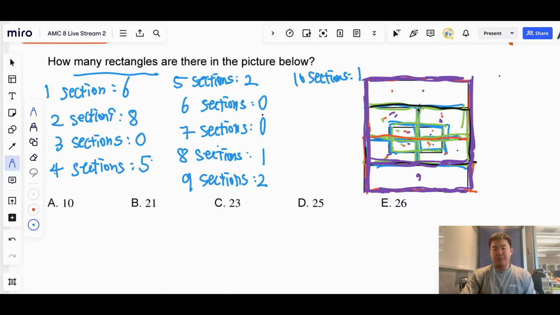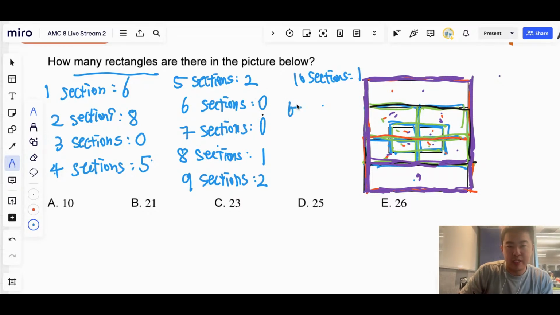So that's 8 in the middle, 1 on top, 1 on bottom. So 8 plus 2 gives you 10, right? Never forget the entire figure. It also counts, okay? So now our task is to add up all the numbers for different types.